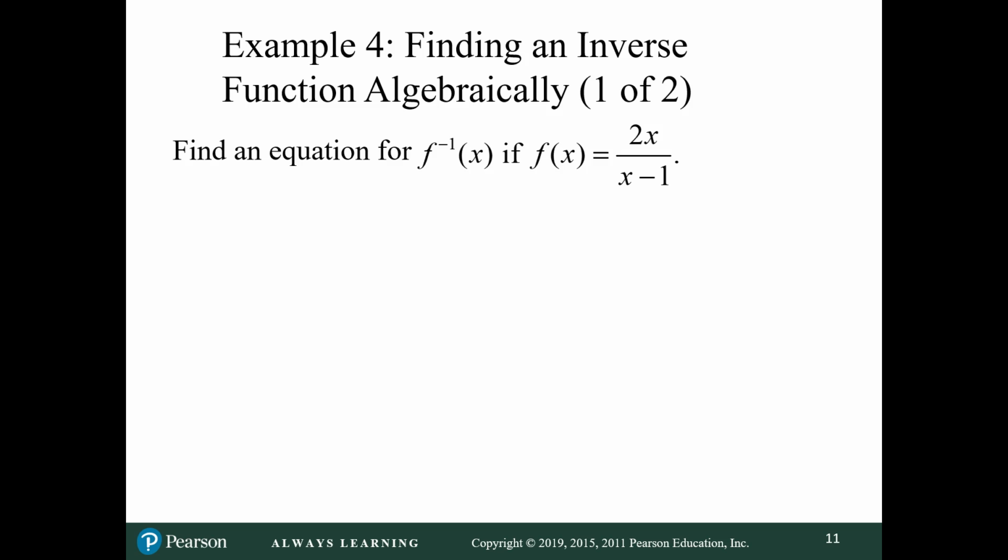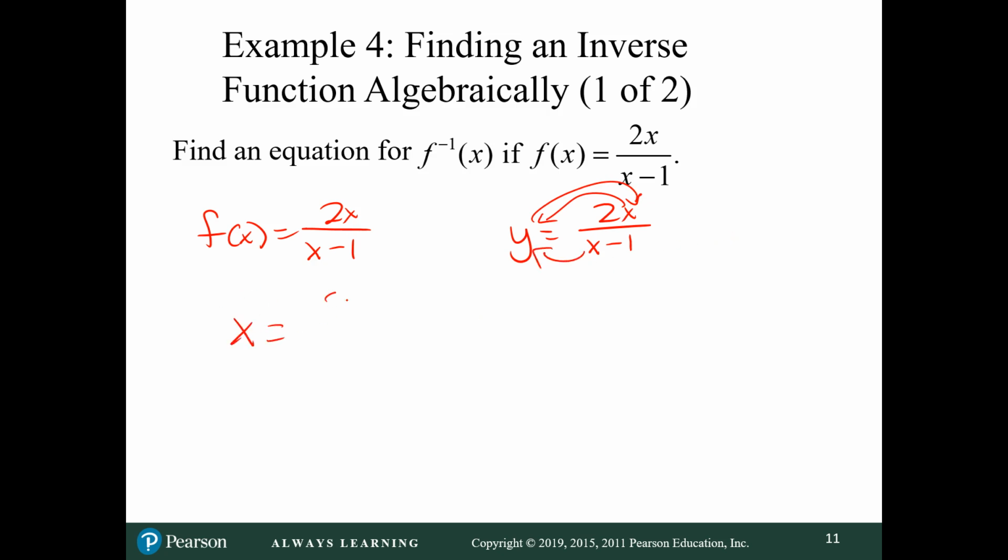So find the equation that's the inverse of this function. So our function is f of x equals 2x over x minus 1. What we do is rewrite it with a y there. Okay, this is our function. Then we're going to flip-flop the x's and the y's. So we're going to rewrite it as x equals 2y over y minus 1. And we're going to get y alone. And when I get y alone, that will be the inverse of the function. How do I get y alone?